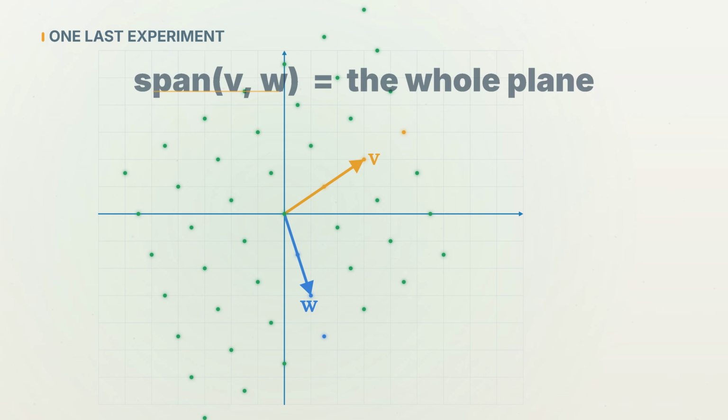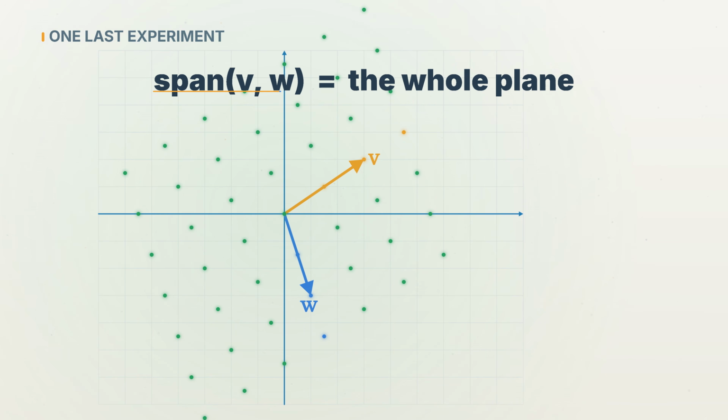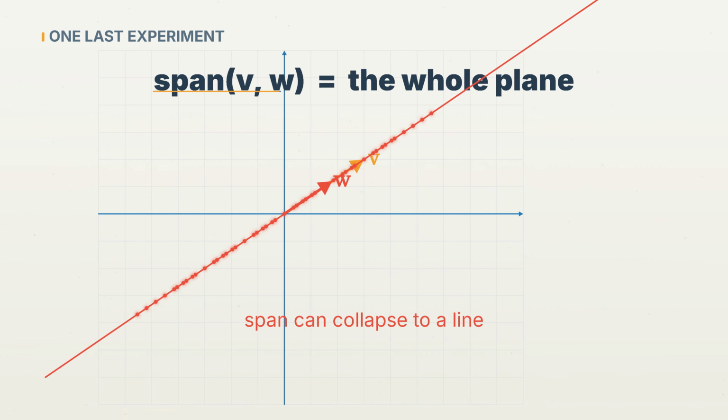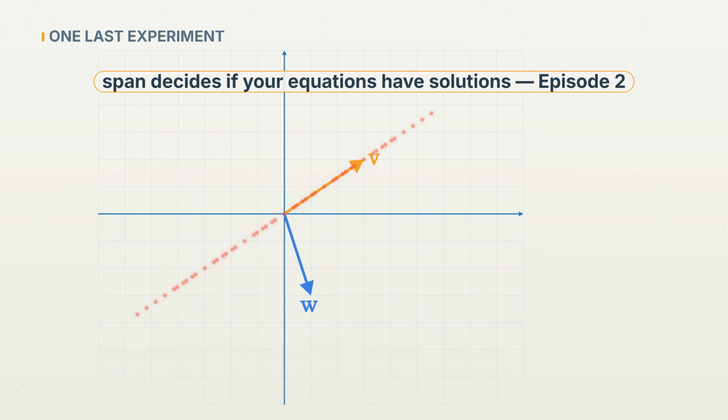But here's where people mess up. If w pointed exactly along v's line, every combination would collapse onto that line. Span can shrink. When it does, some destinations become unreachable. Span decides whether your equations have solutions at all, and that's exactly what we'll explore in episode 2.